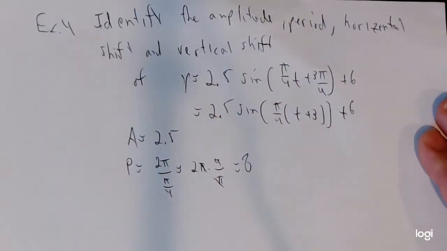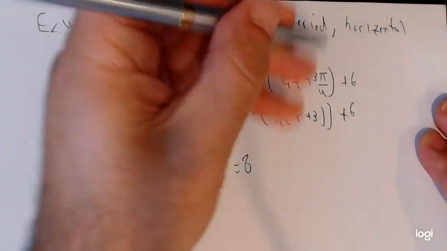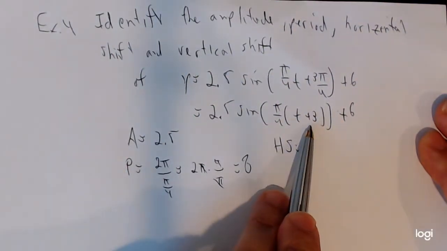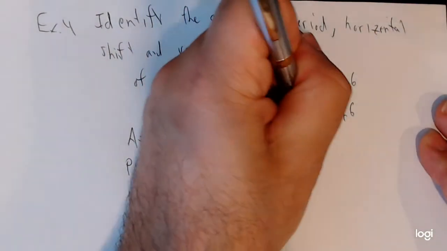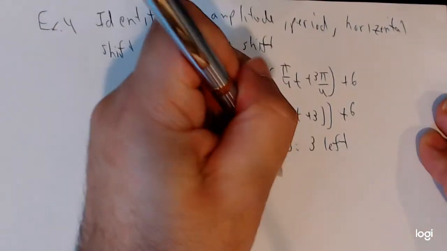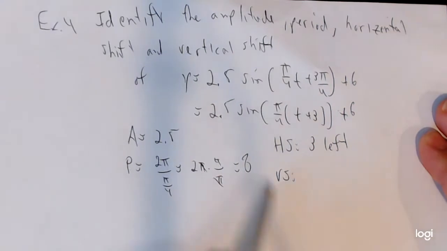That's the period. And then what else? The horizontal shift, let's just call it HS. That's left and right, and the plus 3 is saying we're moving 3 to the left. And then lastly, the vertical shift, we can call it VS, it's what?